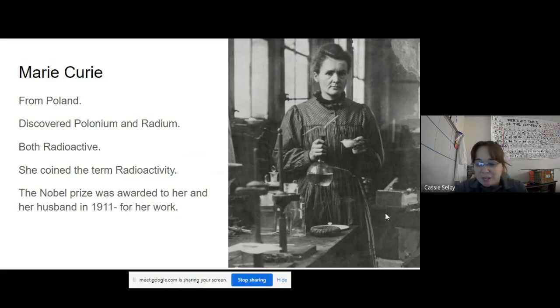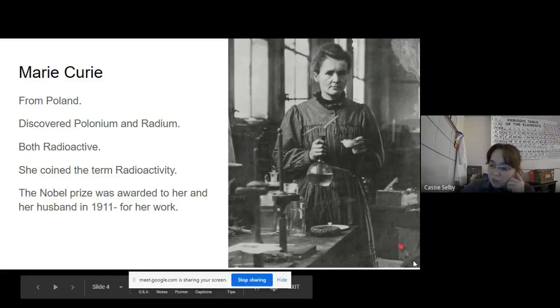But she discovered two elements. She coined the term radioactivity, and in her lifetime, she got two Nobel Peace Prizes, both in different fields of science, actually. So she was a brilliant woman who gave us the information we needed to realize that the atom was not an unbreakable element. So in this time, I shouldn't say unbreakable element, the atom isn't unbreakable.